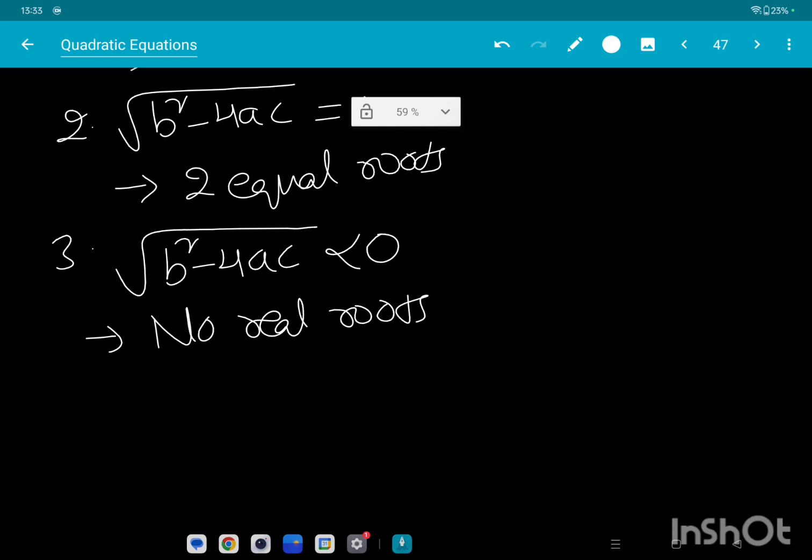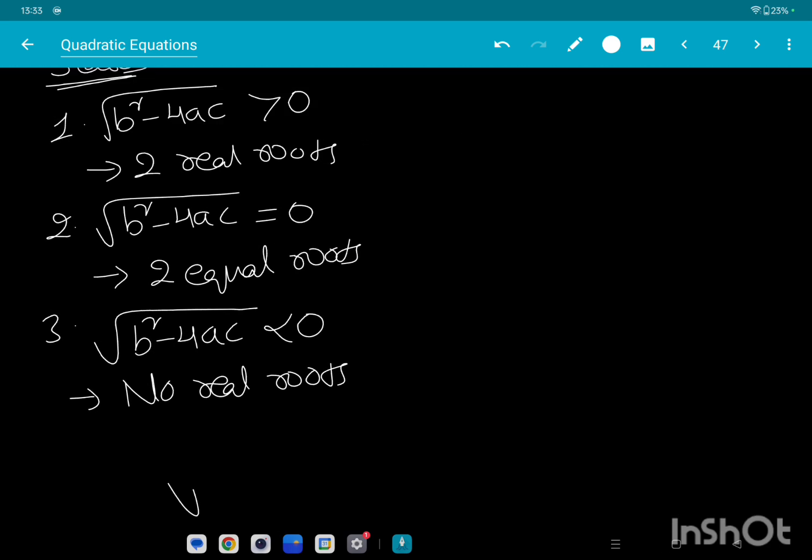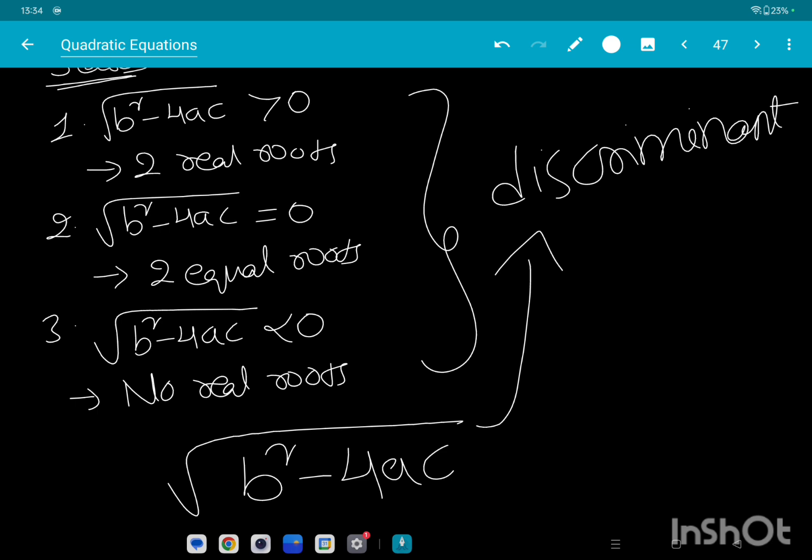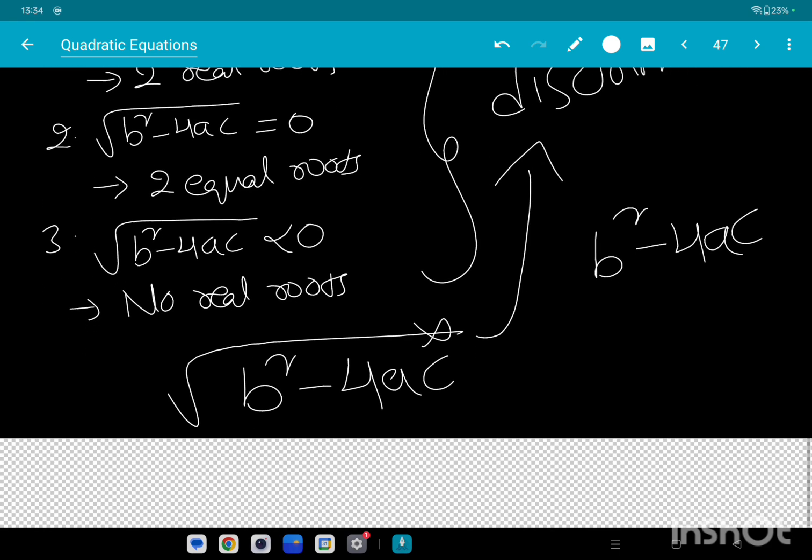So everything depends on this expression, b square minus 4ac. Whether we get real roots or not depends on this expression. So we call it the discriminant. Understood? If in any question they are asking what the discriminant of a quadratic equation is, then we need to find this value. What is that value? b square minus 4ac. You can ignore the root as well. So we can find b square minus 4ac.